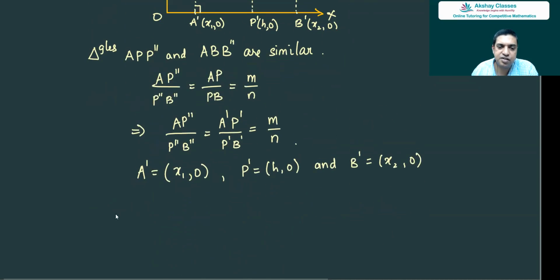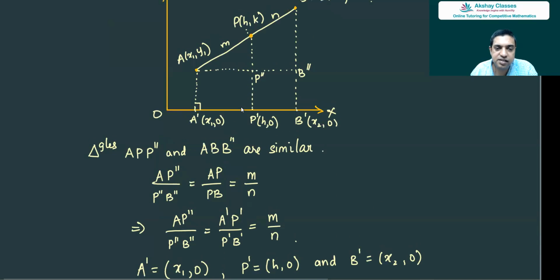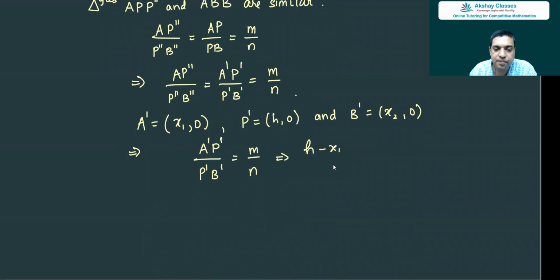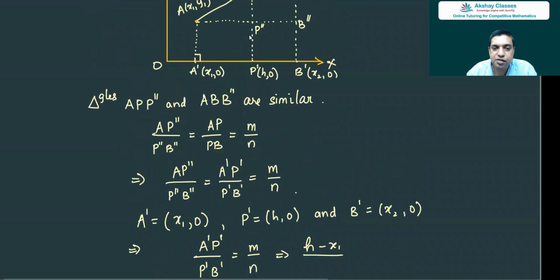Now we want to get h. So what do we get? Now we get A dash P dash by P dash B dash is m upon n. So what is A dash P dash? This distance on the x-axis is h minus x1. h is the larger coordinate. So you get h minus x1 by P dash B dash. This distance is x2 minus h. Correct? From here to here, B dash x coordinate is x2, means from the origin to B dash the length is x2.